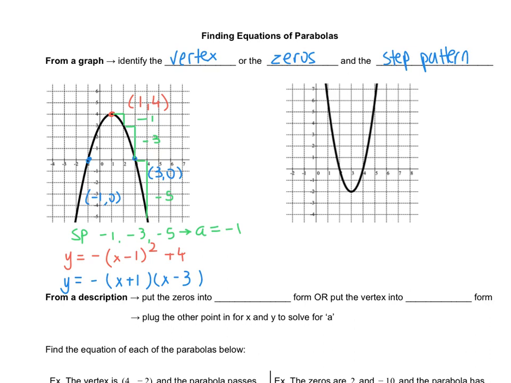Let's try the next one. So I want you here to identify the vertex, the zeros, and try to see what your a value is by identifying the step pattern, and then try to set up your two equations the way I did in the previous example. Then come back to the video and we'll take it up.